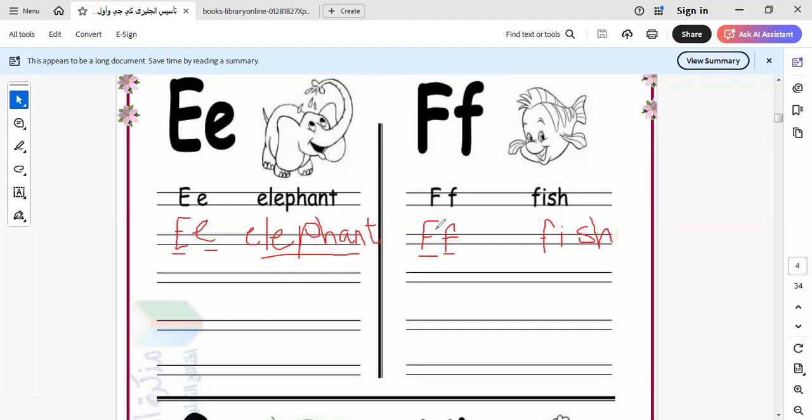Apple, number 1. Ball, 2. Car 3, dog 4, elephant 5, and fish 6. So we know 6 words today. Here is capital E and small e for elephant, and capital F and small f for fish. Let's go to the next letter.